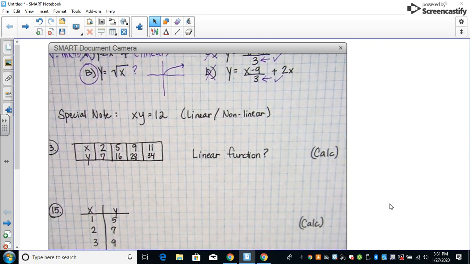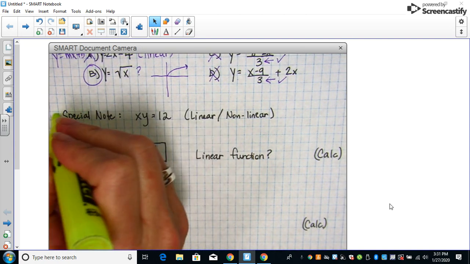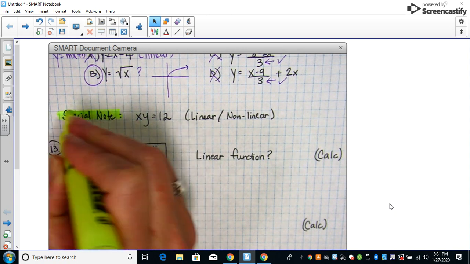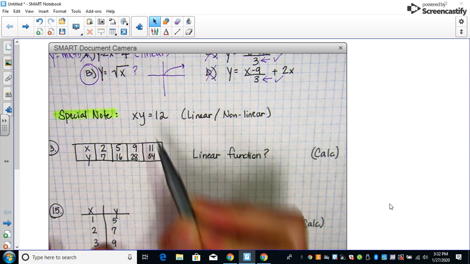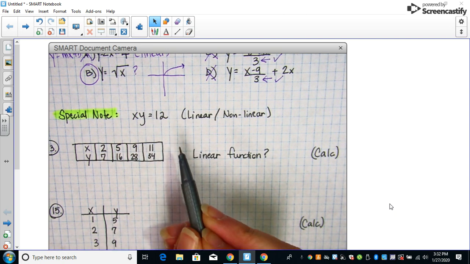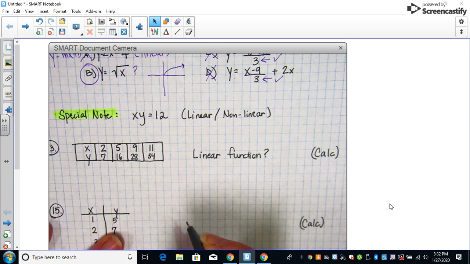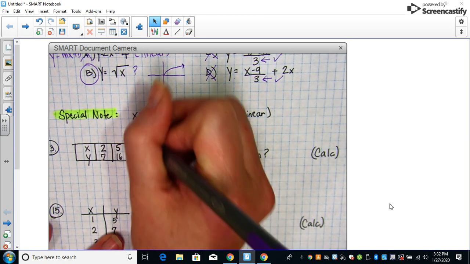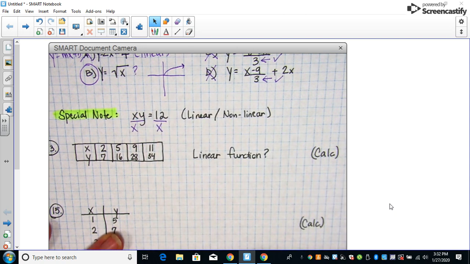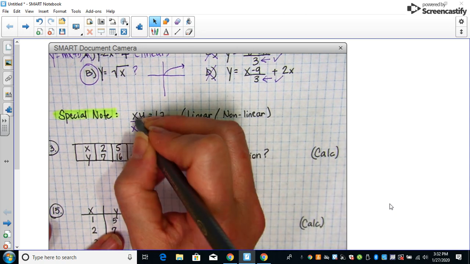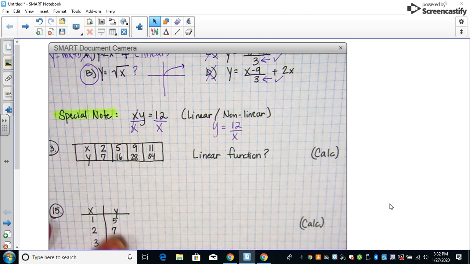Then something that I definitely want you to pay close attention to that shows up a lot is when you have an x times a y and then your constant. Remember, if we were solving this, we'd have to get y by itself. And in order to get y by itself, you would have to divide both sides by x to get rid of it. So now it would be y equals 12 over x.